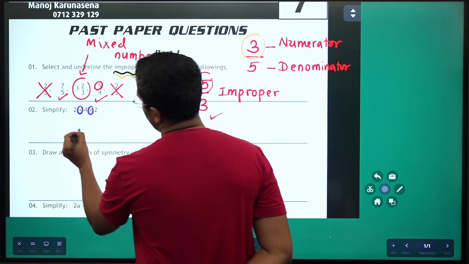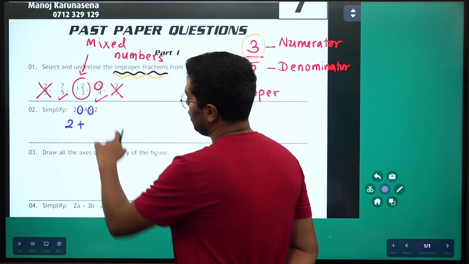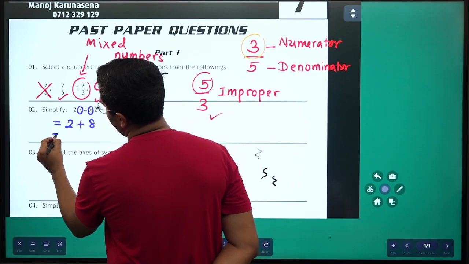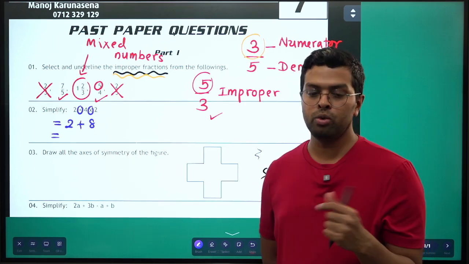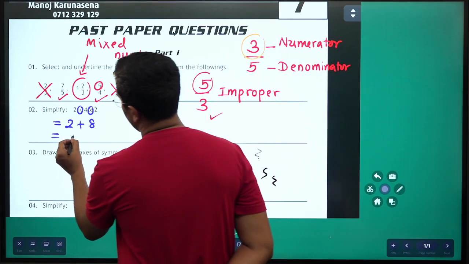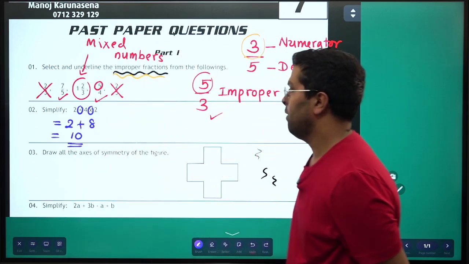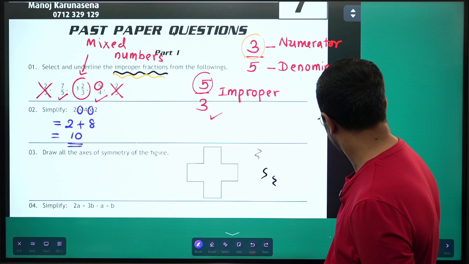Here you go. Let's not do anything for this addition symbol. 2 into 4 is 8. So finally, the only operation left in the question is an addition. 2 plus 8 gives you 10. Answer equals 10. Right, the next one. What do you think?